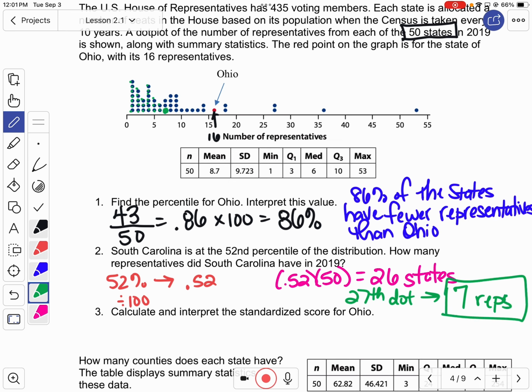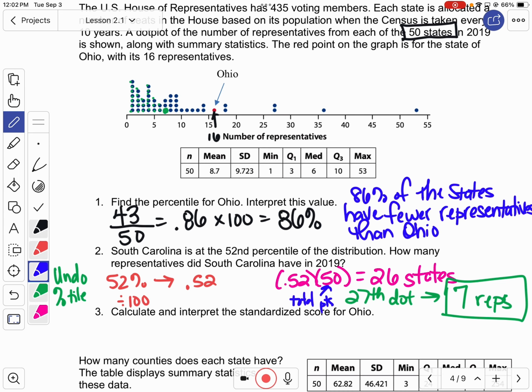All right, I think that is the trickiest problem we'll do today. If you want to undo the percentile, make yourself a note. If I want to undo a percentile, convert it to a decimal, multiply it by your total number of data points, and then count to one more than the number you get. So it's got to be one more than what we get. So there would be 7 representatives. That's going to be the toughest one.